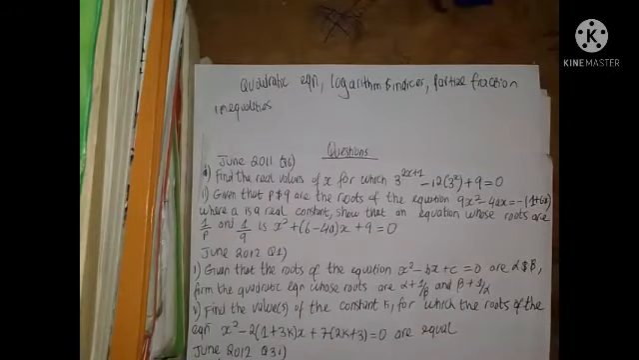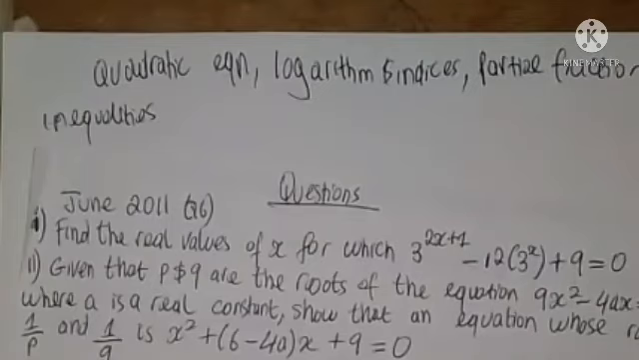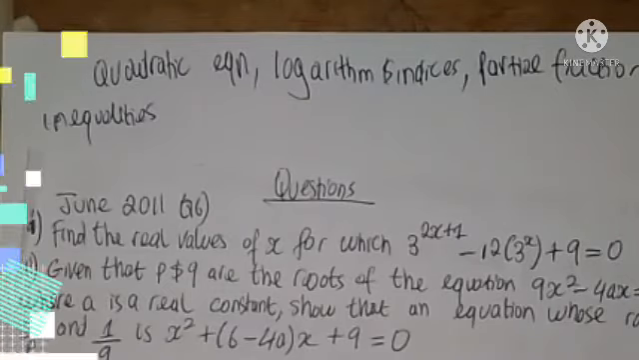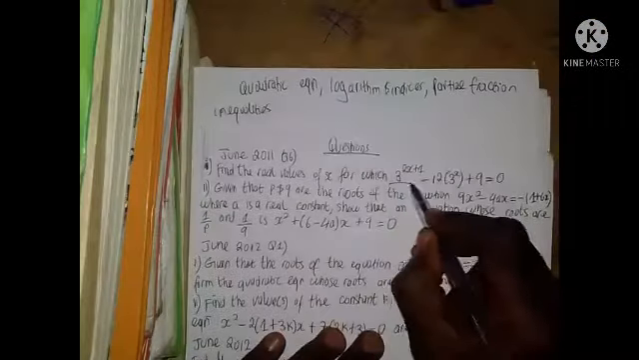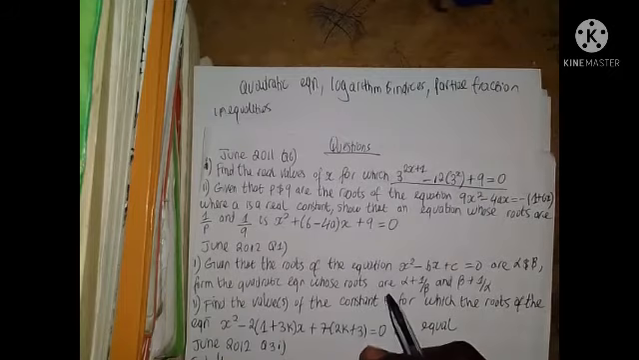So the first question, which is from 2019, which we're going to tackle: find the real values of x for which 3 raised to the power 2x plus 1, minus 12 times 3 to the power x, plus 9 equals 0. So this is the equation we're dealing with here. We're asked to find the real values of x for which this equation is equal to 0.